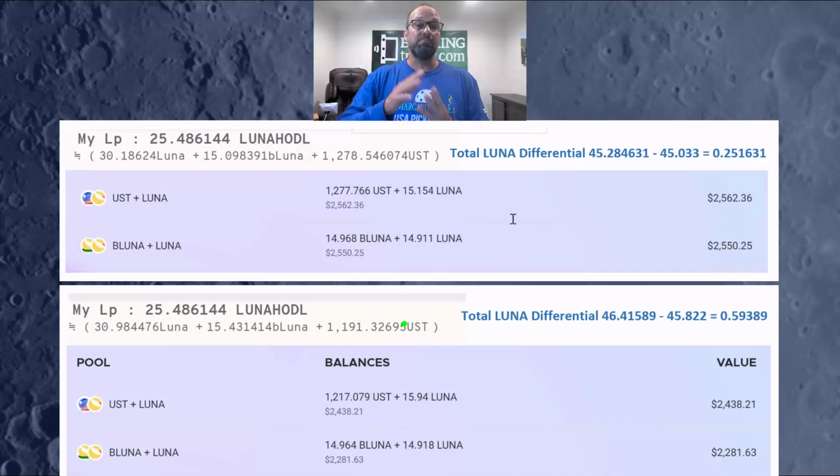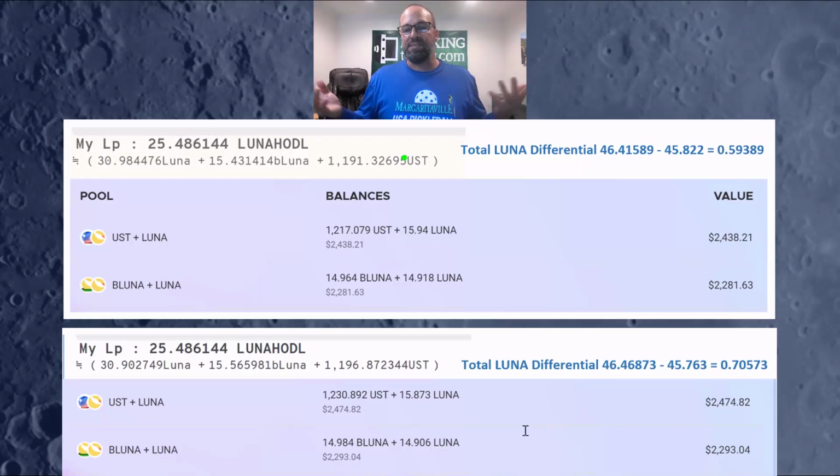So keep in mind, this was Monday at 10 p.m. We started Saturday at 8 p.m. And if I fast forward all the way to Thursday at 8:40 p.m., and this is the end of the study period, note that Luna only went from 77.40 to 78.60, and the amount of UST in the Luna UST pool went from 1217 to 1230. So a pretty good jump.